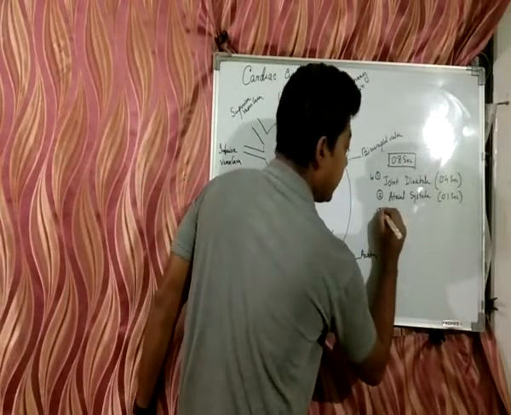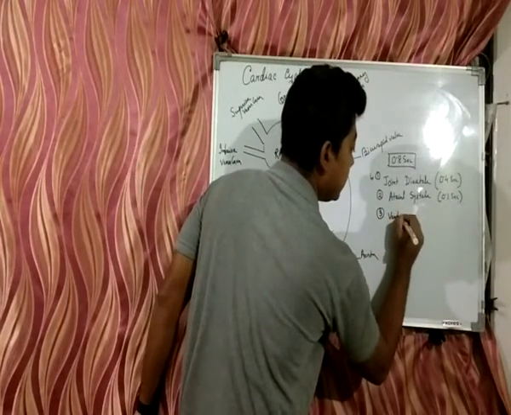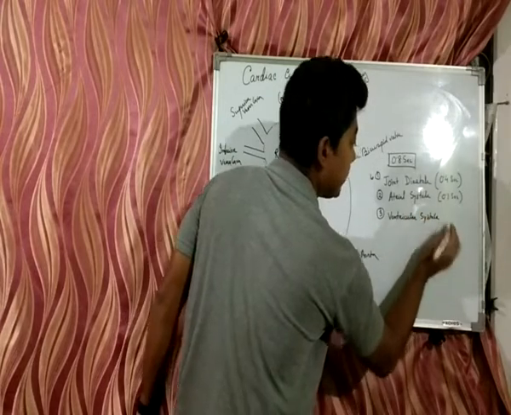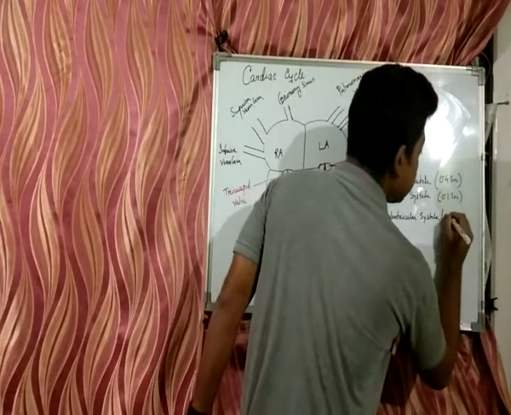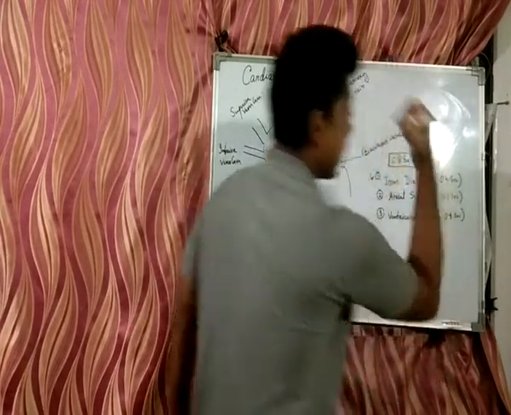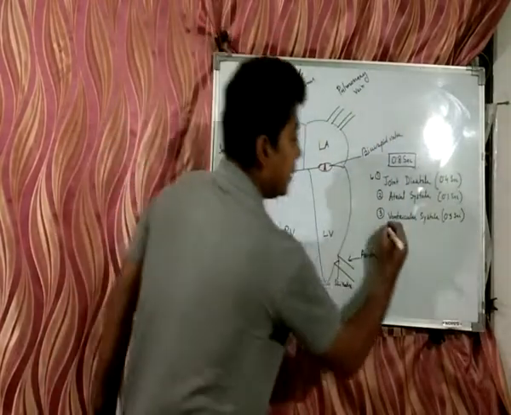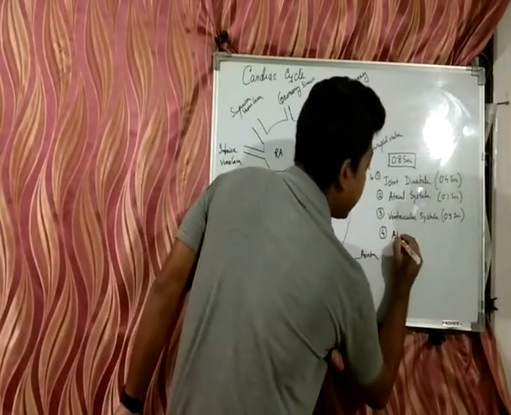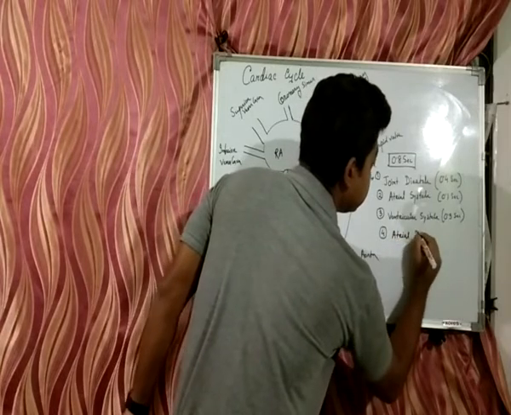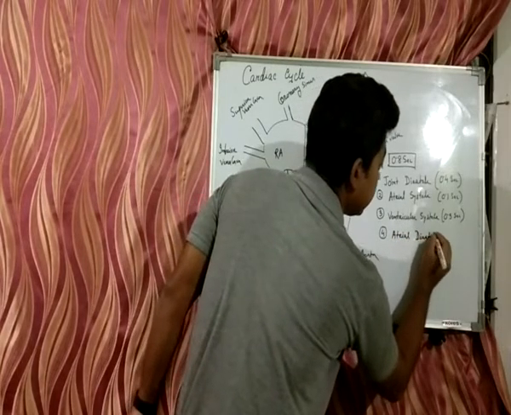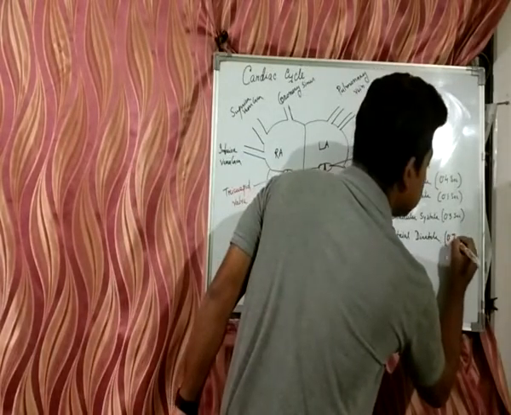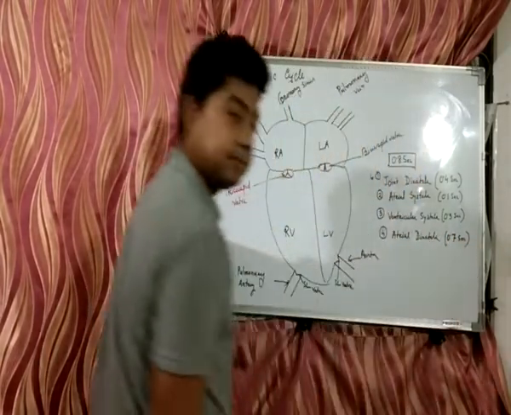Then number 3, ventricular systole. That also occurs for 0.3 second. Then number 4, atrial diastole. That occurs for 0.7 second.